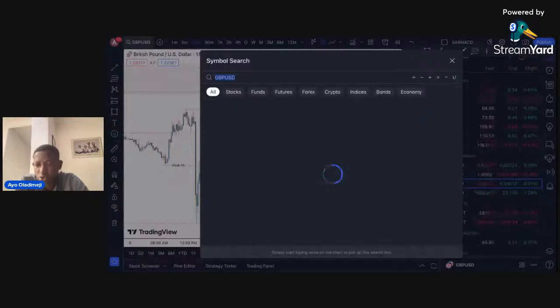What is support? What is resistance? So I told you support will be that level in the market where price bounces up, or where price goes up. Wait just a minute.